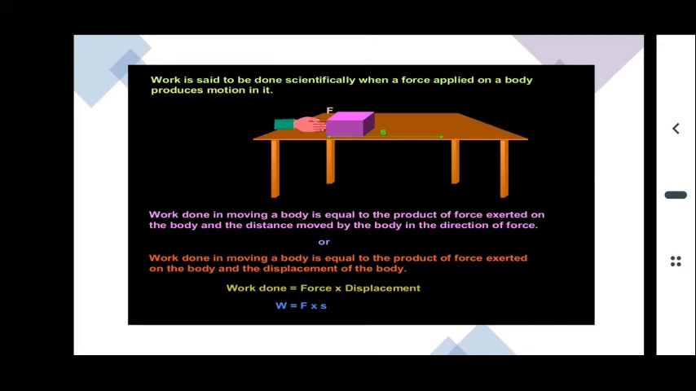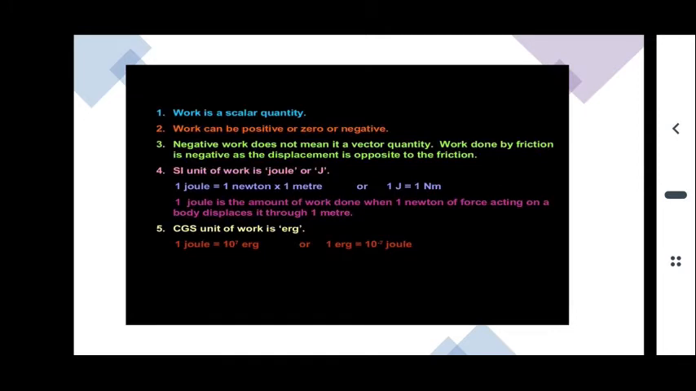So it is a scalar quantity, students, which depends only on the magnitude and not on the direction. And it can either be positive, negative or zero. Negative means it will be doing the work in the opposite direction to that of the applied force. And its SI unit is joule. 1 joule is equal to 1 Newton meter. That is, force is measured in Newton and the displacement is measured in meter.